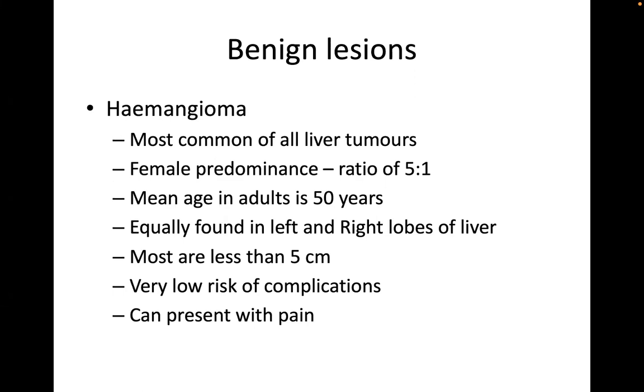And then the hemangiomas. These are the most common of all liver tumors. And also, like the adenomas, they are common in females with a ratio of 5:1. The mean age of presentation in adults is 50 years. They are equally found in both the left and the right lobes of the liver, and most of them are less than 5 centimeters. The good thing about the hemangiomas is that they have a very low risk of complications.